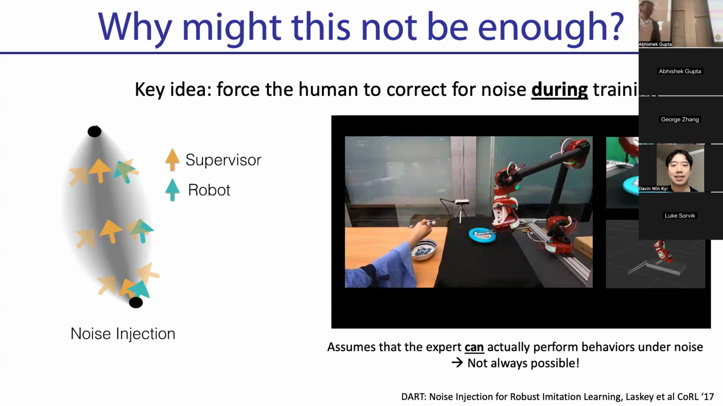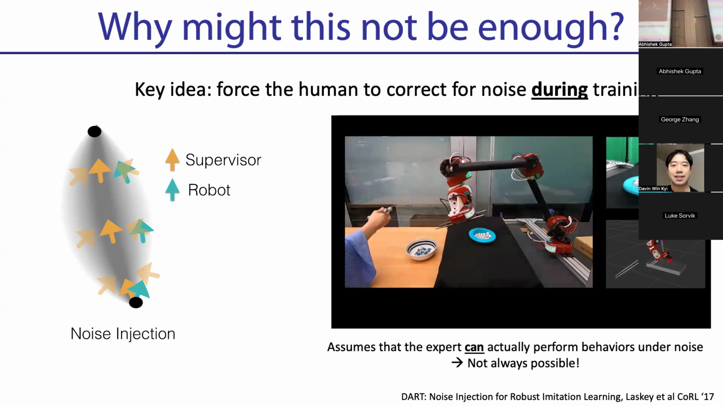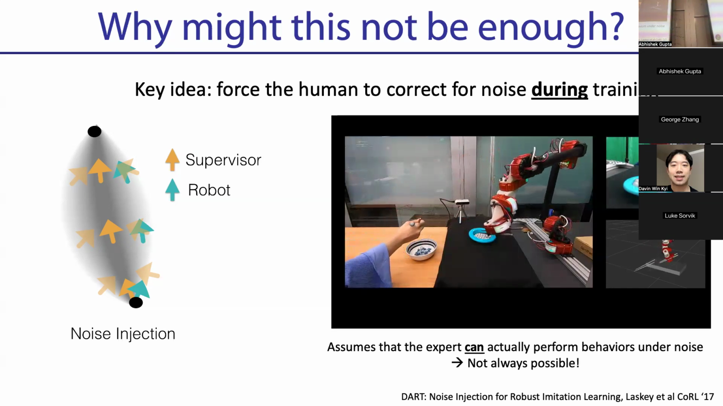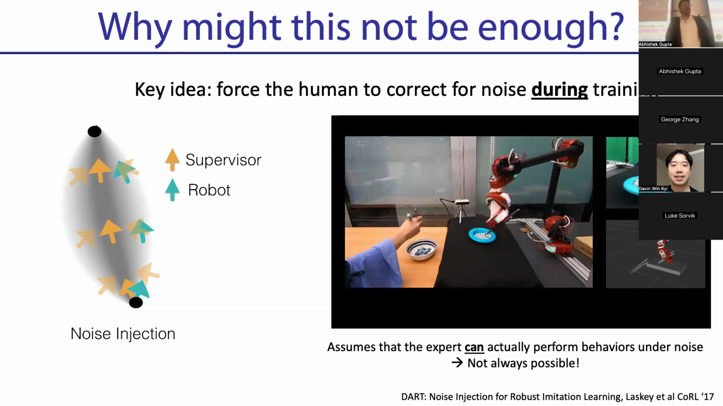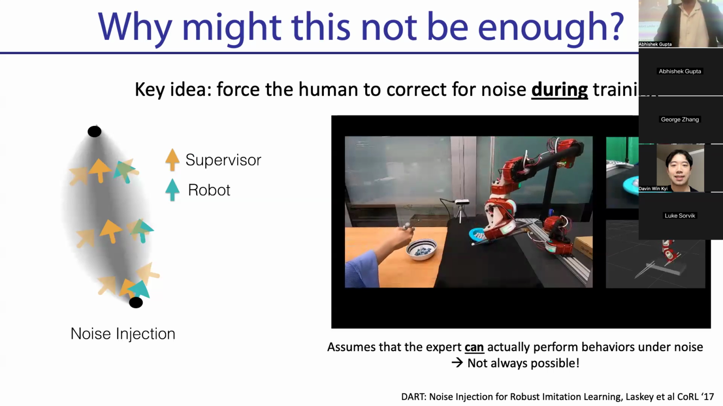And so the assumption in DART, those kinds of methods, was that you can actually perform corrective behaviors when you have noise. But in certain cases, we have to be extremely precise. You can't actually do that, right? So if you're trying to pick things up with chopsticks, but your chopsticks are shaking, you can't really perform the corrective action that you're looking for. And so we need a different solution.